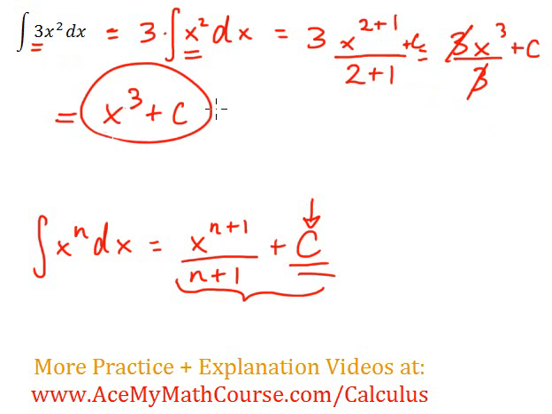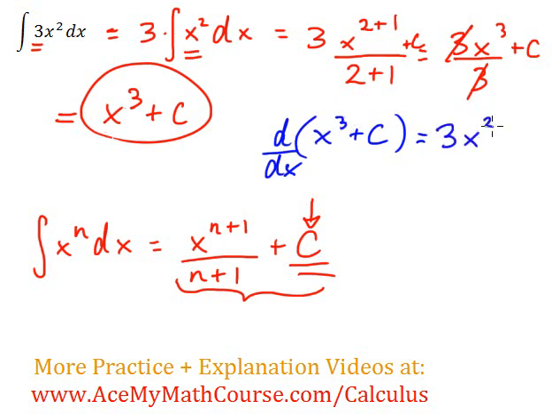And now let's take the derivative of this to make sure that we got this right. So what is the derivative of x cubed? Well, we bring the exponent down and multiply it by the x. We subtract 1 from the exponent, 3 minus 1, 2. And the derivative of any constant is just 0, but we don't have to write that. So that's just 3x squared. So we are correct. The antiderivative of 3x squared is x cubed plus c.